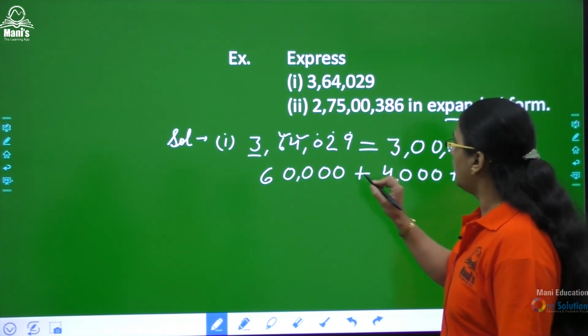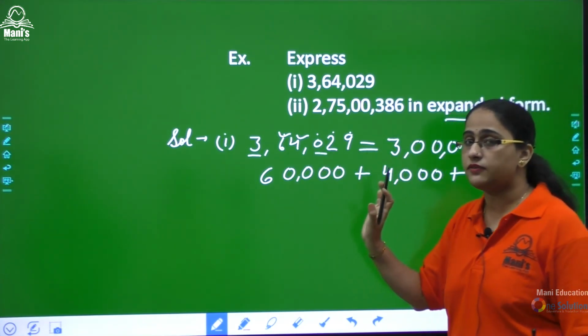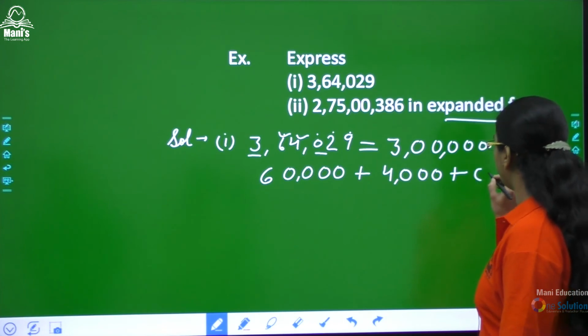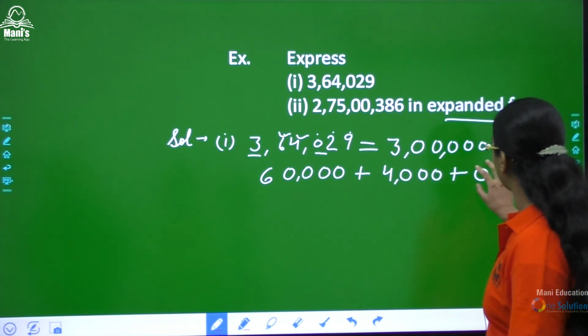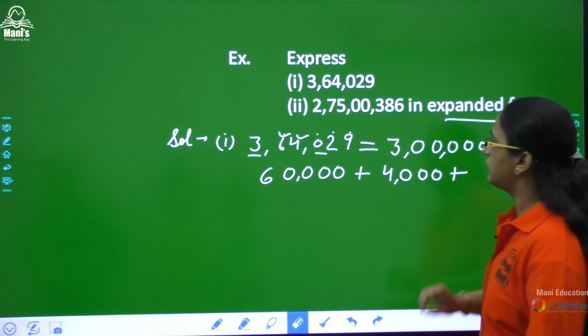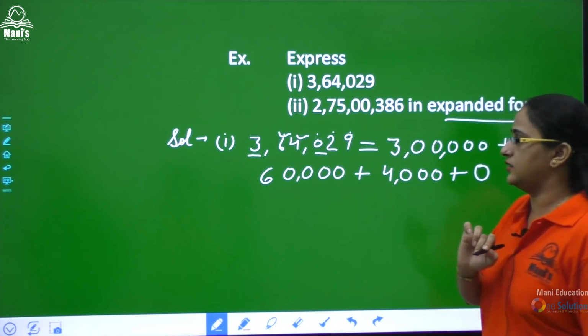Plus, now as you observe here, there is a 0. In place of this, if you want, you can write a simple 0. If you don't want, then there is no need to write this 0 also. It depends on your choice. But my choice is I will write 0.